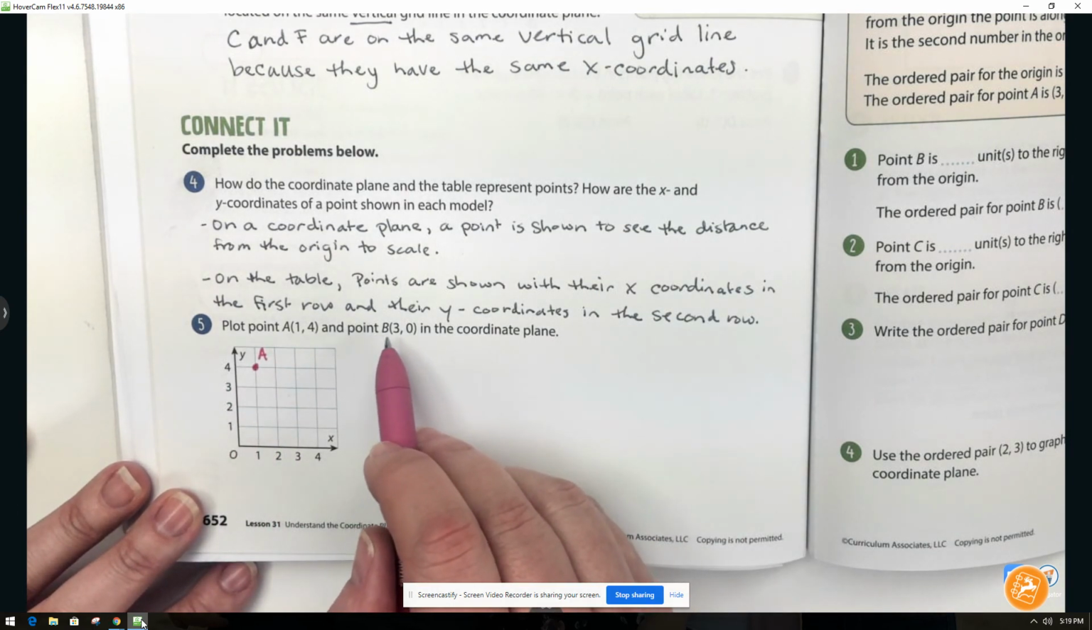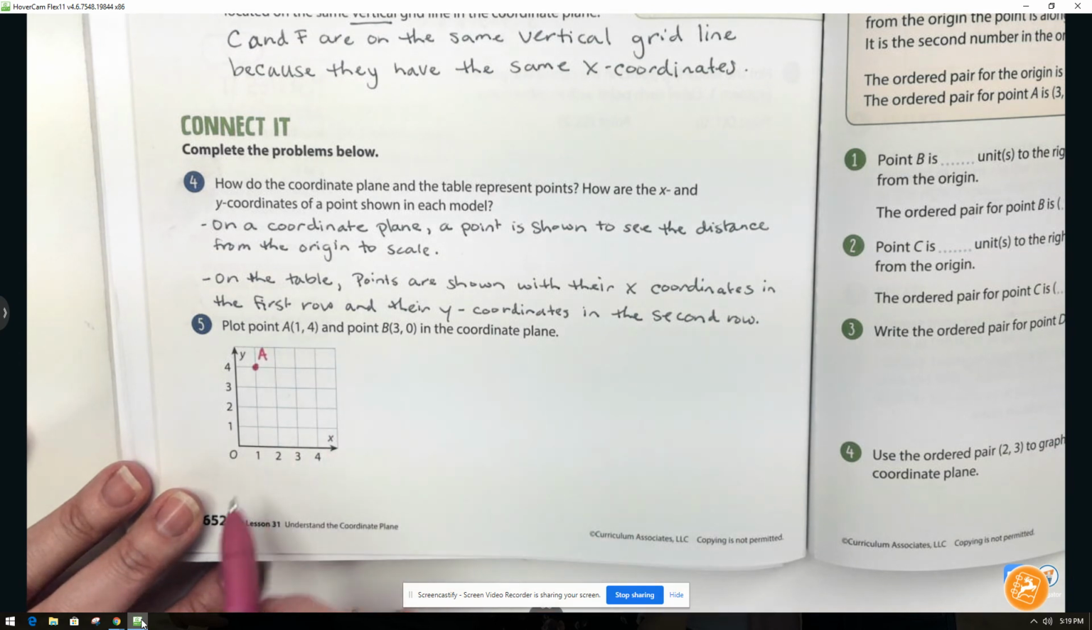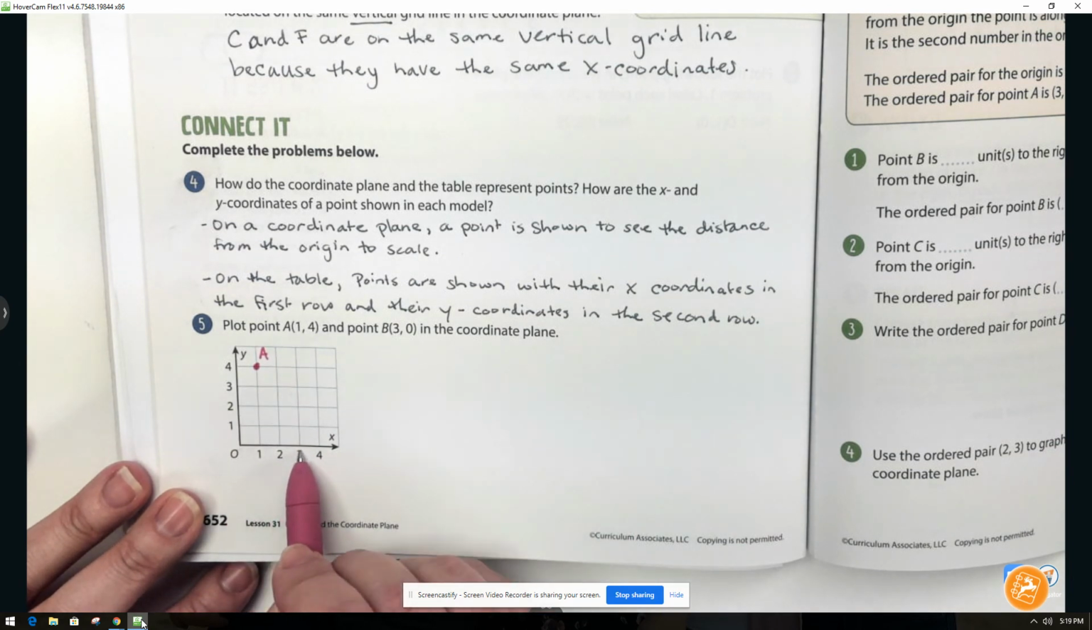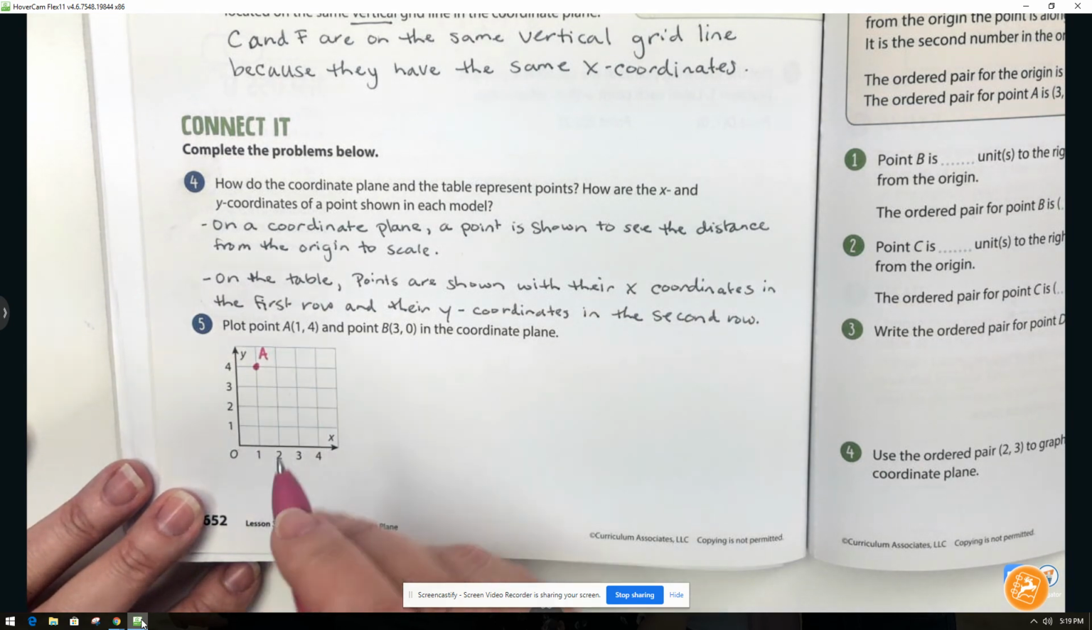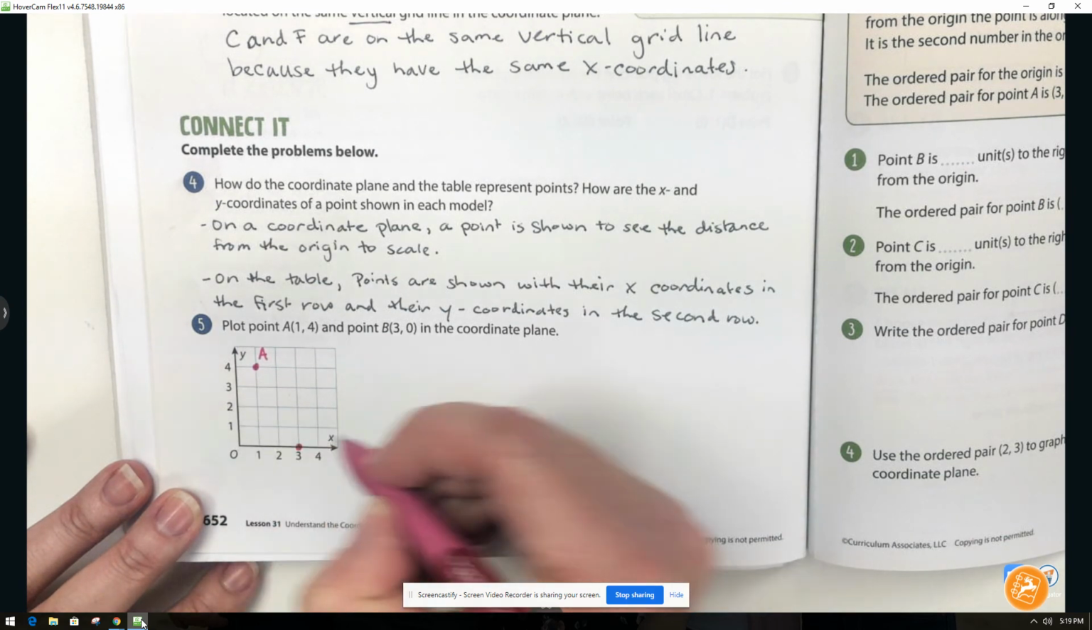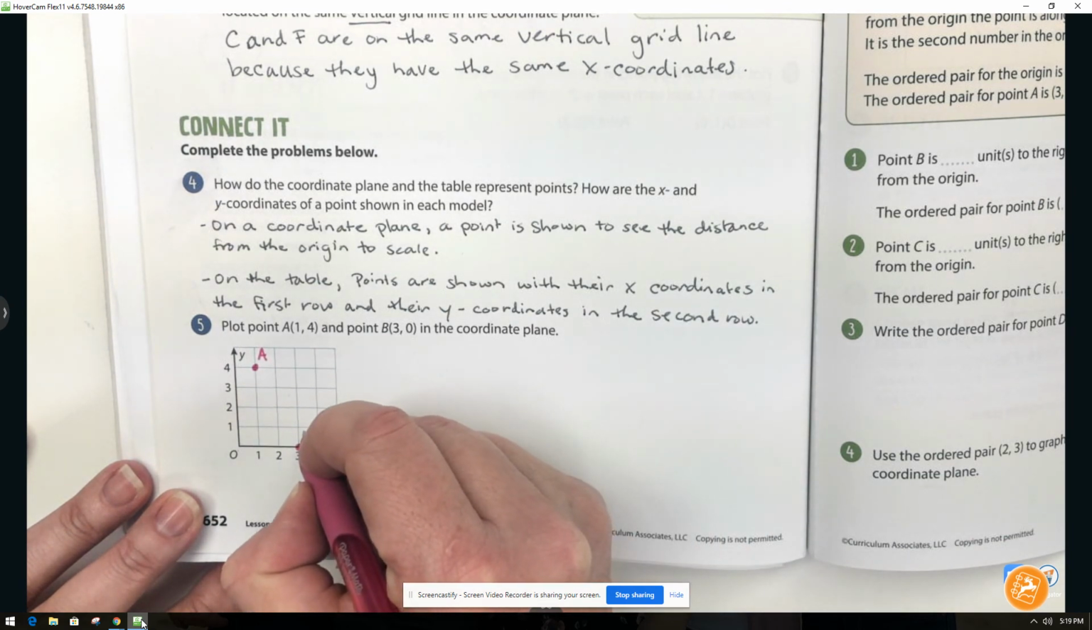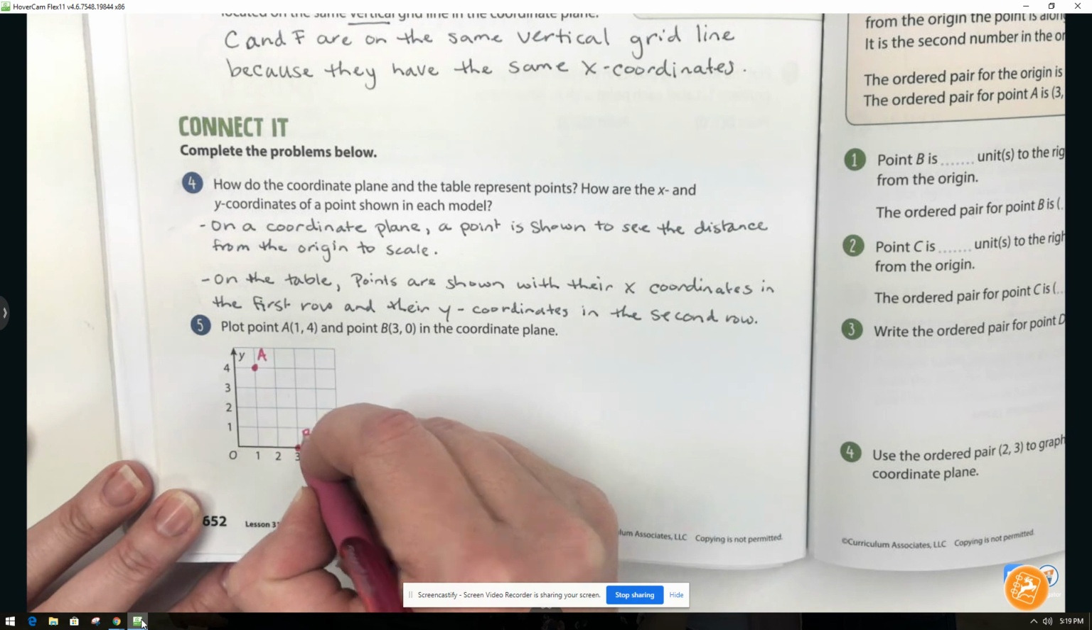For point B, we're going to move over 3 on the x-axis. Remember, we always do x first. And then we're going to move up 0 units. So we're going to stay right here, and that is going to be point B.